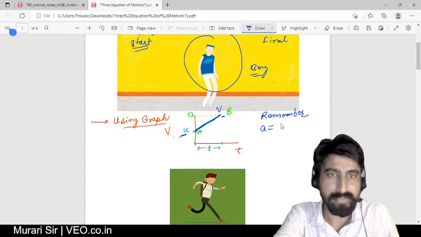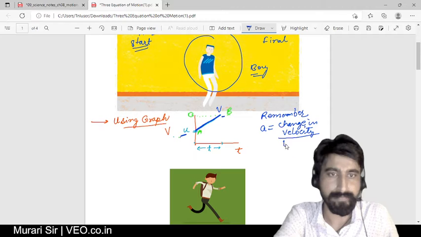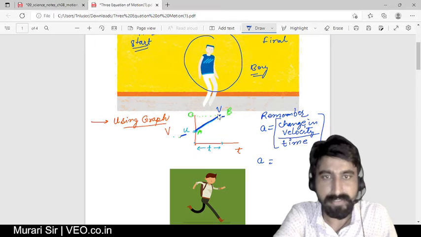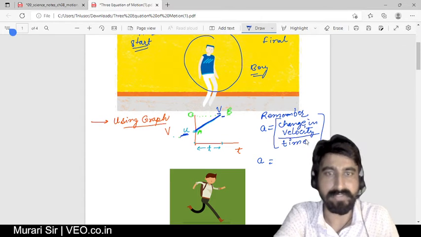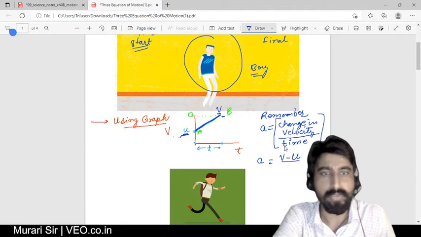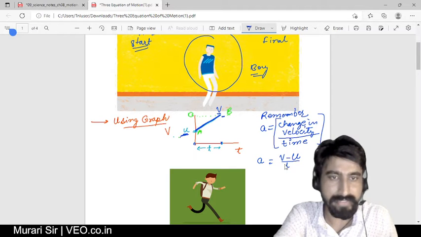Acceleration is nothing but change in velocity over time. Change in velocity over time. So this is the formula that we are going to use here. So a is equal to change, change means final velocity minus initial velocity, that is v minus u, upon time. You can also take time as change because initially there was 0 time, then after t it is t. So you can say t minus 0. We can write it as t.